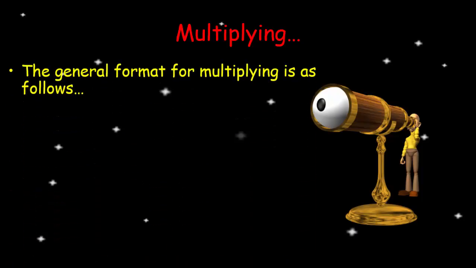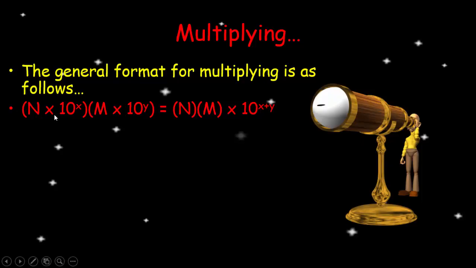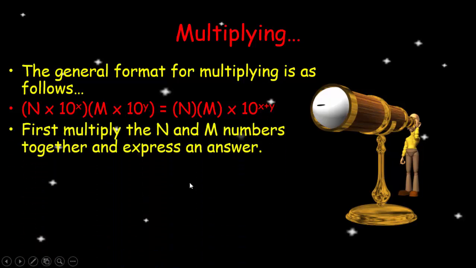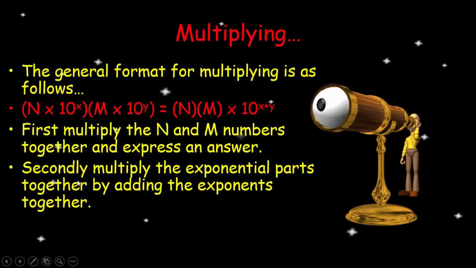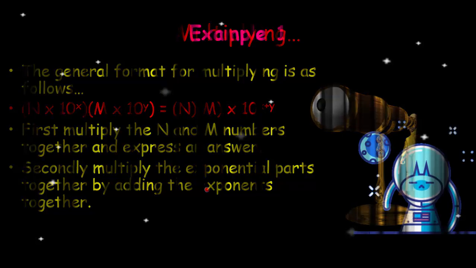Multiplying. The general format for multiplication is as follows: n times 10 to the x times m times 10 to the y is equal to n m times 10 to the x plus y. First, multiply the n and the m numbers together and express an answer. Secondly, multiply the exponential parts together by adding the exponents together.